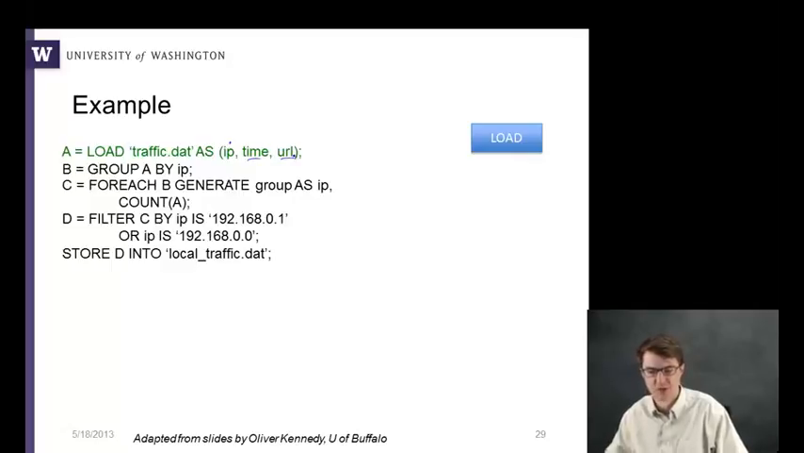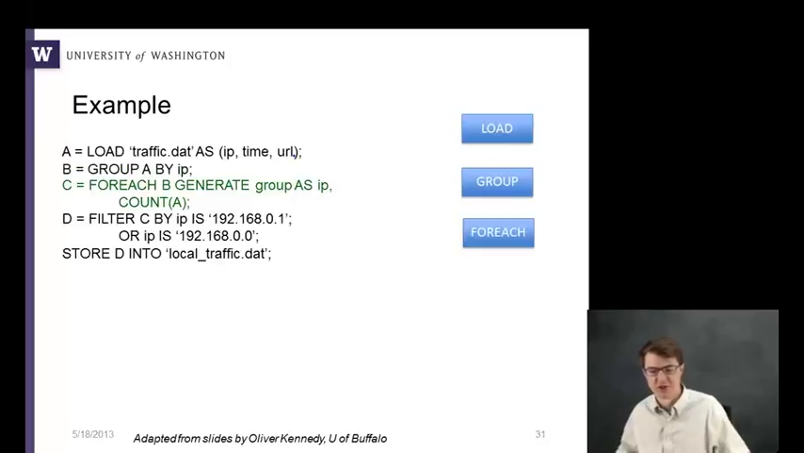In the first step, we load the data, and here we don't need to use the using clause to specify our own parsing function because presumably the traffic.dat is in some format that Pig already natively knows how to parse, some sort of simple delimited format. It's expecting to find three columns, and if it doesn't, it'll be an error. The second command is group, so we group A by IP address.